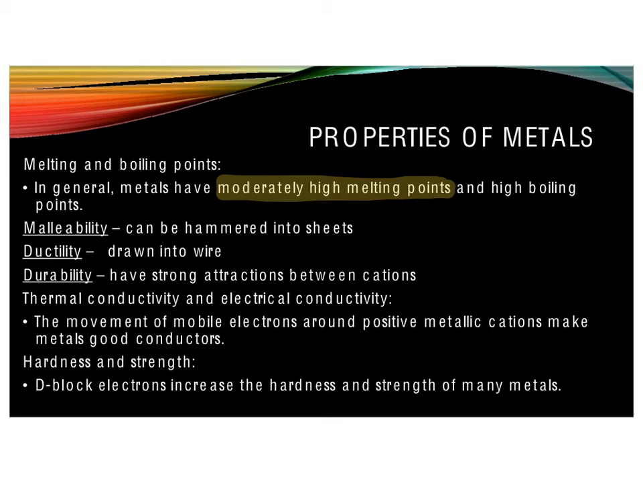But the really cool things that metals can do are because of their structure and these metallic bonds. It allows the atoms to be moved in interesting ways. So we can hammer out metals into sheets, which is called malleability. We have ductility, which means we can draw them into wires.